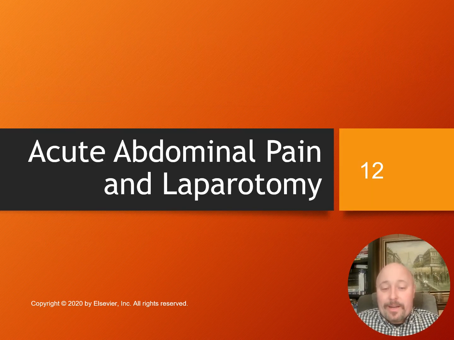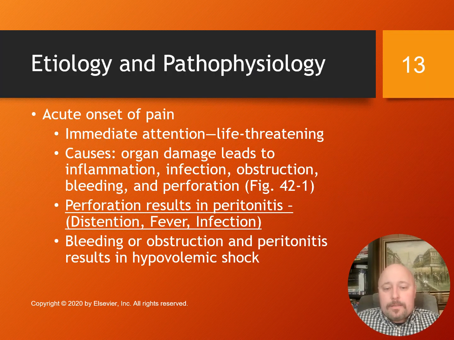Acute abdominal pain and laparotomy. This is characterized by an acute onset of pain, and it requires immediate attention as it can be life-threatening. Causes organ damage leading to inflammation, infection, obstruction, bleeding, and even perforation. Perforation results in that peritonitis, an infection within that peritoneal cavity of the abdomen. This is going to be characterized by things like distension, fever, and infection. It could also go along with bleeding or obstruction, and the peritonitis resulting in hypovolemic shock.